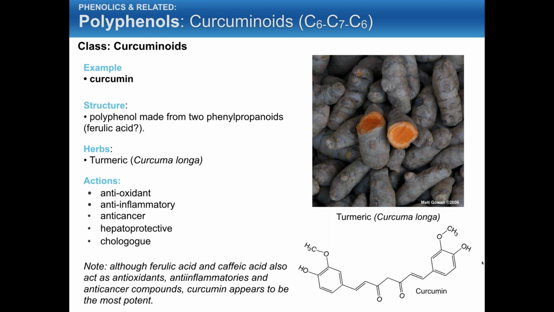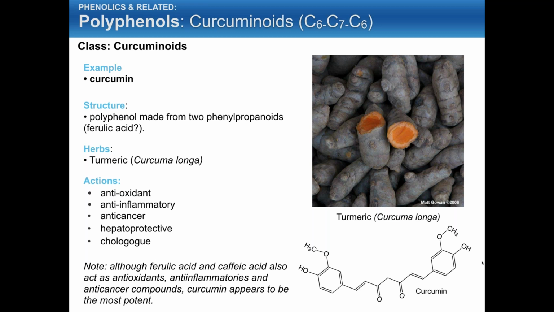Basically, curcumin is two phenylpropionate derivatives stuck together kind of lengthways, it looks like. And so you get this beautiful compound that has all these conjugated double bonds that allow the molecule to reflect light of a certain wavelength, because the different colors between plants depend on these conjugated double bonds, okay?